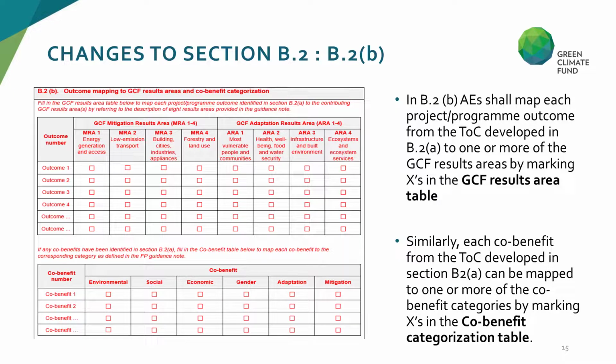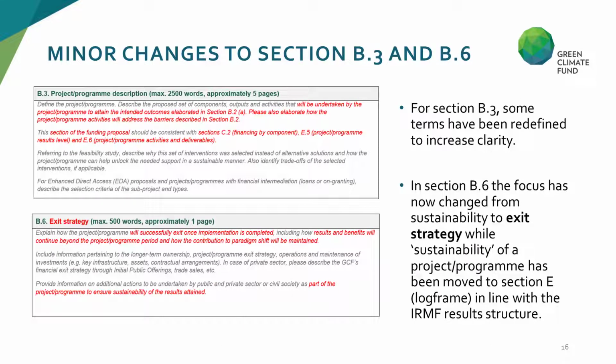Each co-benefit from the TOC developed in section D2A can be mapped to one or more of the co-benefit categories by marking X's in the co-benefit categorization table. Moving on, this slide shows the changes in section B3 and B6.